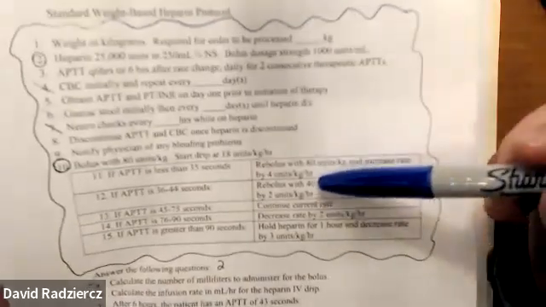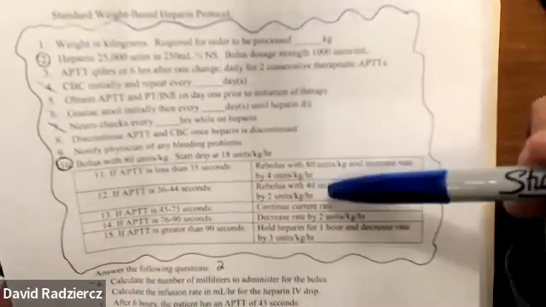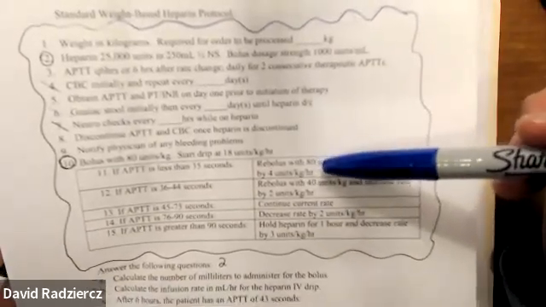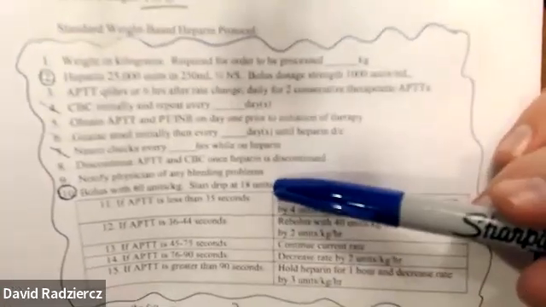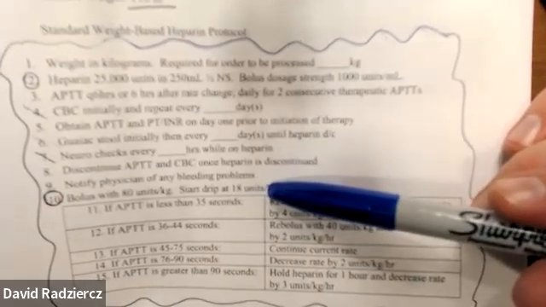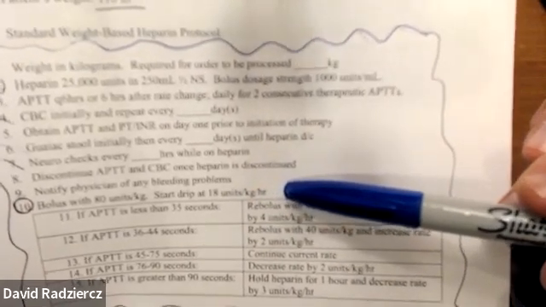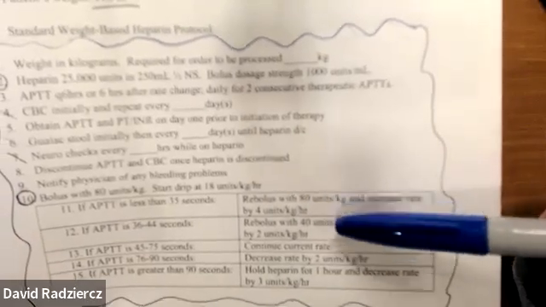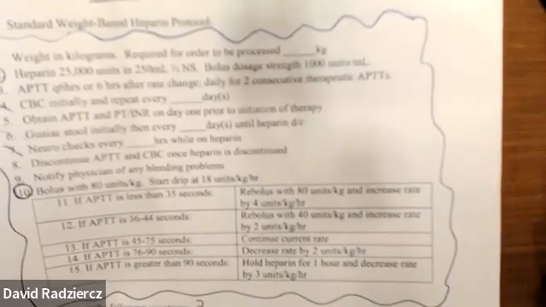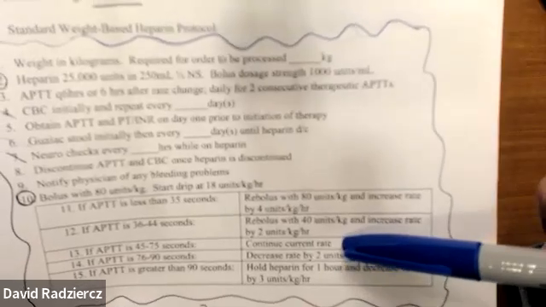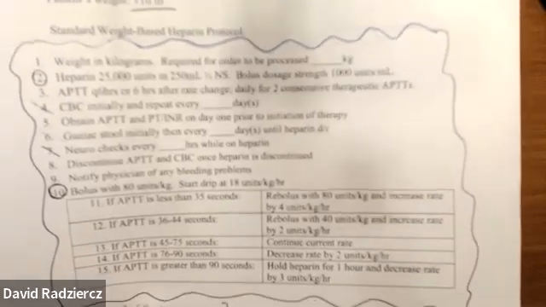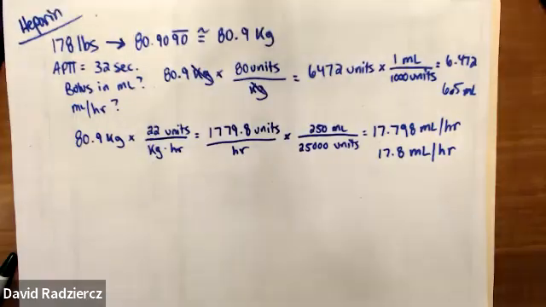So like when it tells us to rebolus, you don't need to worry about it. You just follow what it says to do in the rebolus. But when we're talking about the rate change, always remember they're already on an IV. They're already receiving heparin. We're just wondering, are we going to increase it? Are we going to decrease it? Are we going to continue what we're doing? Good question.